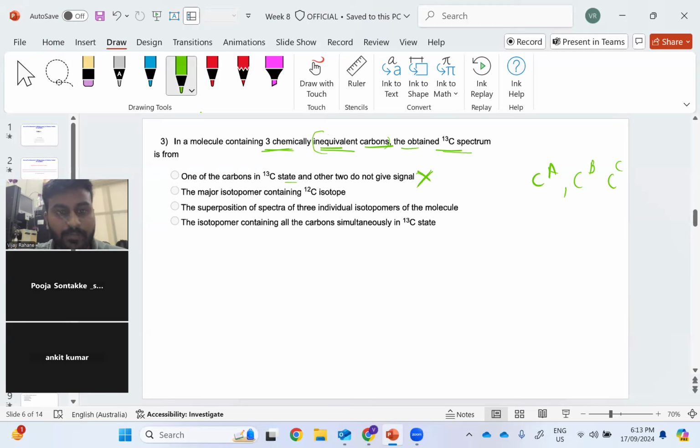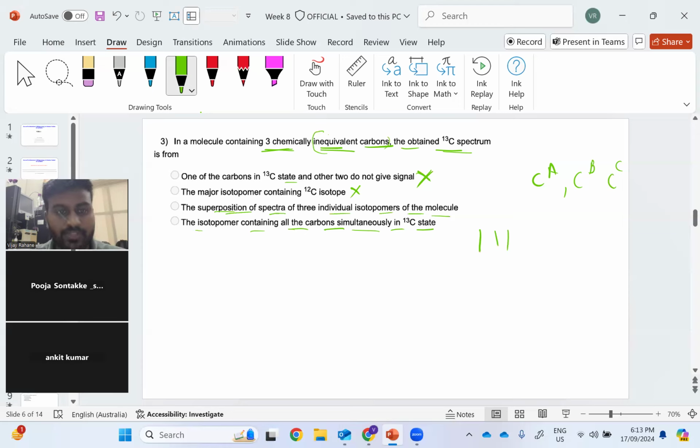The major isotope of carbon is the carbon 12 isotope, but it doesn't have anything to do with the 13C NMR spectrum, so this is also an incorrect option. The third is the superimposition of the spectra of three individual isotopomers of the molecule, so they may have comparable intensity. And the fourth option is that the isotopomers contain all three carbons simultaneously in the 13C state.